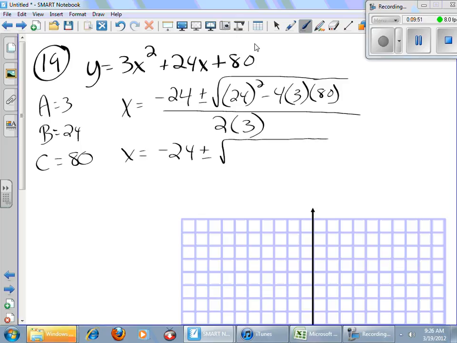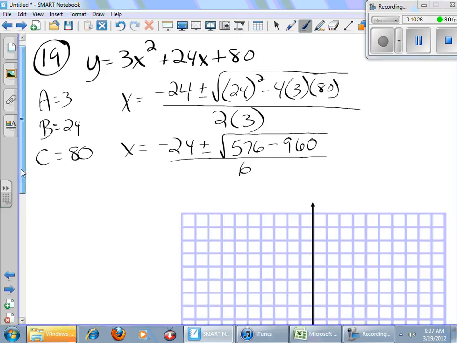Man, I'm slow. I want to say 496, but that's not right. 24 squared is 576. There we go. Minus 12 times 80 is 960. Is that right? Yeah, 12 times 80. All right, off the bat, I know I'm going to get no solution here. But that doesn't mean I can't graph it. What that means is the graph will not cross the x-axis.